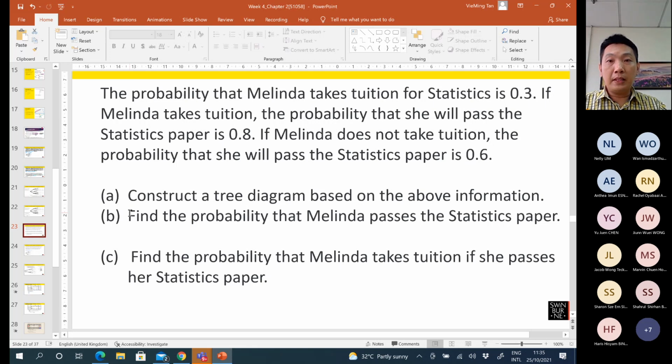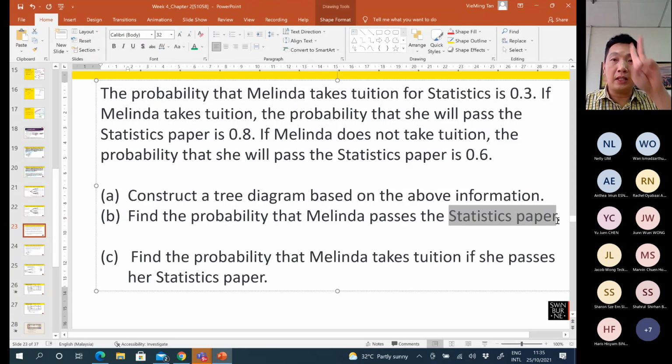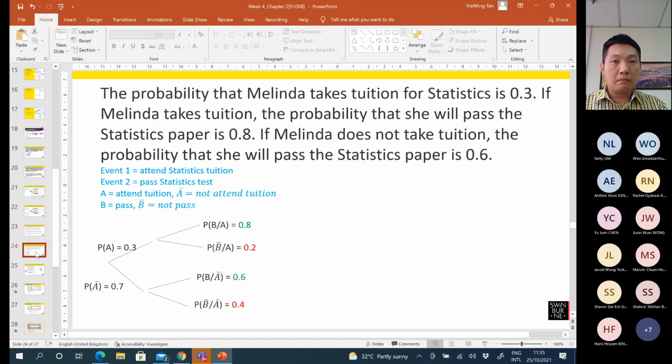Find the probability that Melinda passes the statistics paper. So this question is asking about the second event outcome, pass the statistics paper. I use green color. Now you have to go back to the diagram that you drew just now. I'll check any pathway that involves passing the statistics paper. Yes, here, this one and these two. But these two outcomes depend on the first event.